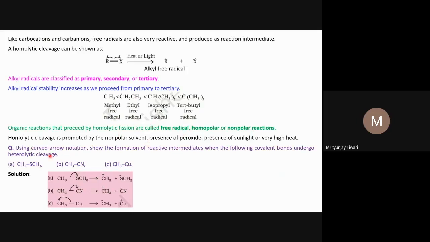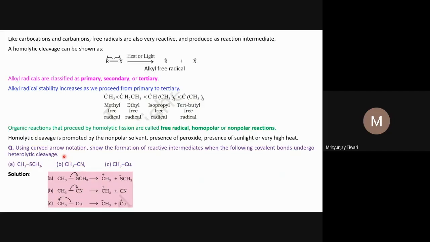This is how the terminology goes. Now let us see this question. Using curved arrow notation, show the formation of reactive intermediates when the following covalent bonds undergo heterolytic cleavage. So what is given? These bonds are undergoing heterolytic cleavage. The bonds are shown here. And using this curved arrow notation, we have to show the formation of reactive species, and which reactive species will be formed when these bonds undergo heterolytic cleavage.